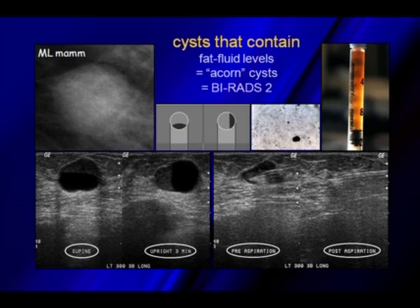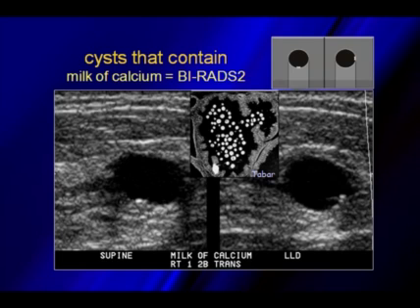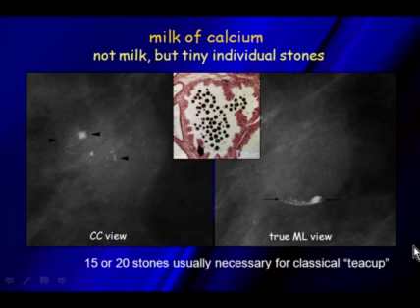Looking at these acorn or fat fluid level cysts, they are also classified as a BI-RADS 2, and they may aspirate completely a lot of times, but it's a little bit thicker stuff, so a lot of times you're not certain if it will aspirate completely. Something else that we classify as a BI-RADS 2 is when we see milk of calcium inside of a cyst. You can see these two little punctate calcifications, possibly three on the other view when we roll the patient up. Now, to get our classic teacup appearance that we'll see with a mammogram, it typically will take about 15 to 20 stones to get that classic appearance on a mammogram.